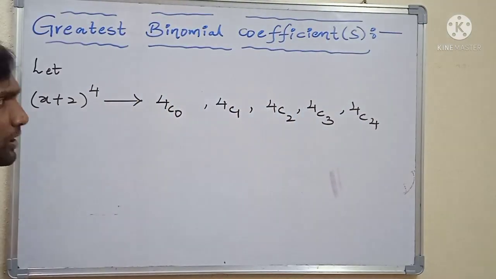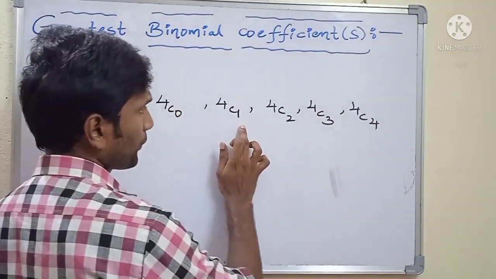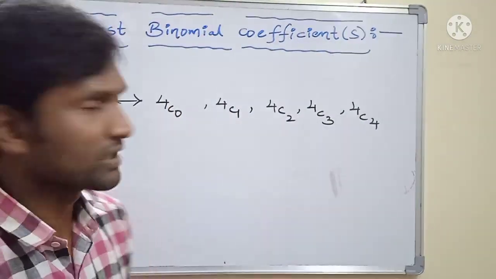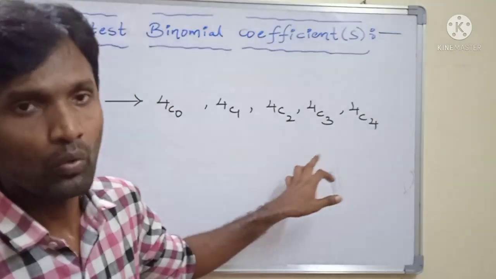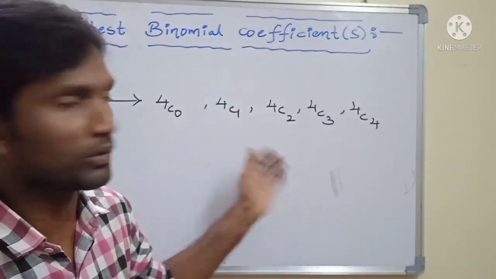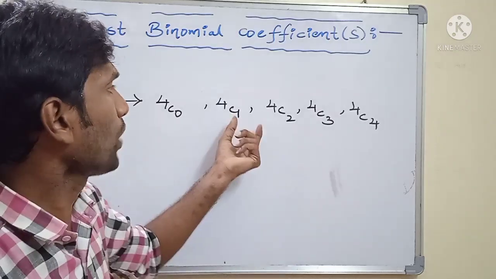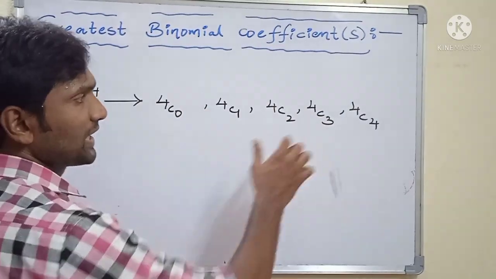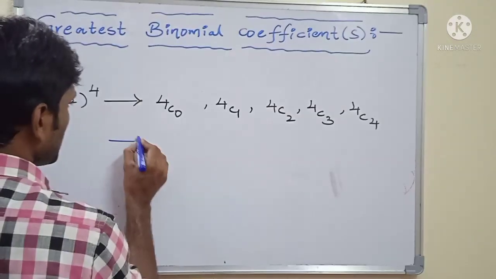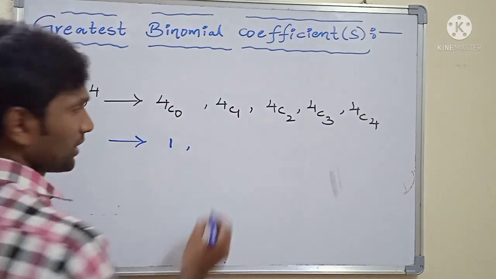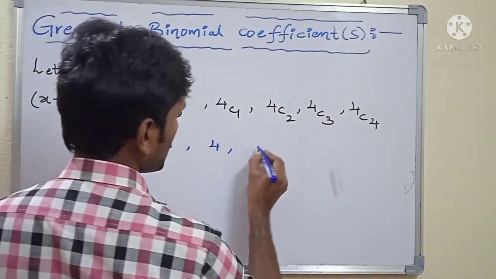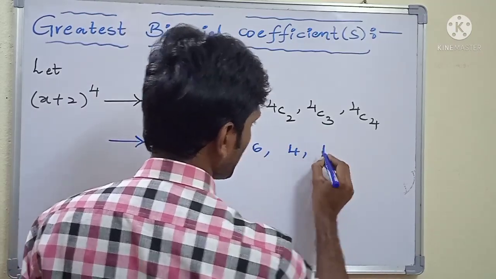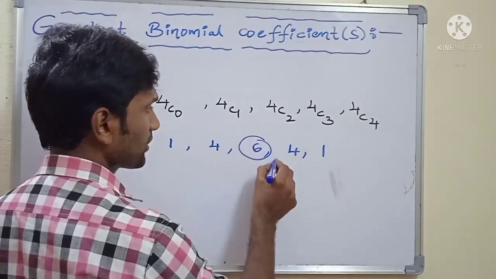In the expansion of (x + 2)^4, 4C0, 4C1, 4C2, 4C3 and 4C4 are called the binomial coefficients. In these binomial coefficients, what is the greatest one? To identify it, first of all, write the values of these binomial coefficients. The value of 4C0 is 1. The value of 4C1 is 4. The value of 4C2 is 6. 4C3 is 4. 4C4 is 1. Where 6 is the highest value.